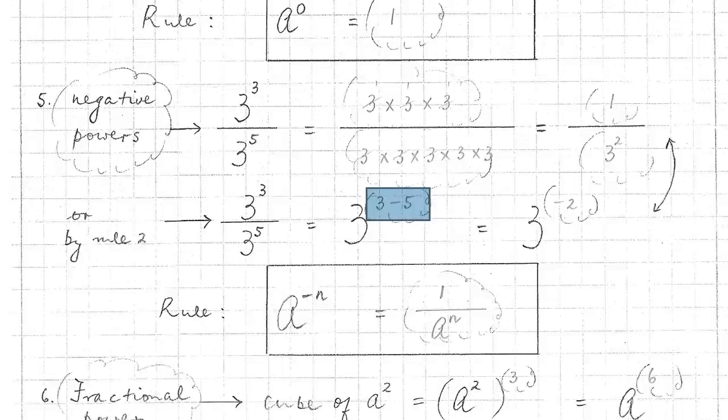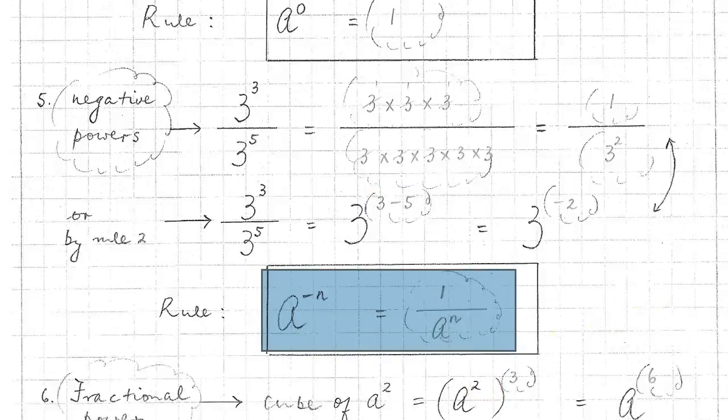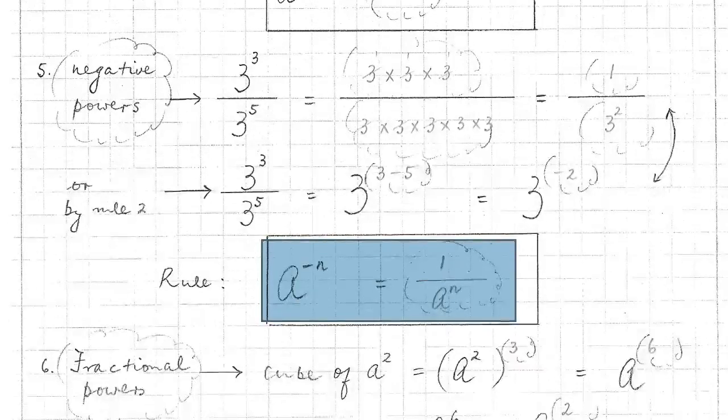Okay, so don't assume that a negative power means the number is negative. It simply means divide. All right, so let's put our rule. a to the power minus n actually means you're dividing by a to the power n. So we write 1 over a to the power n. Right. What about fractional powers? Sometimes you're going to see fractions in powers.